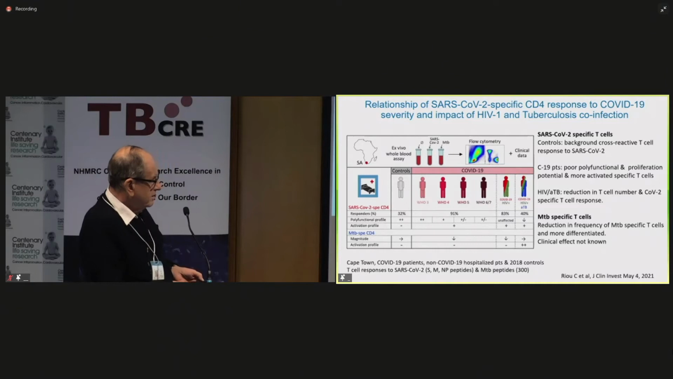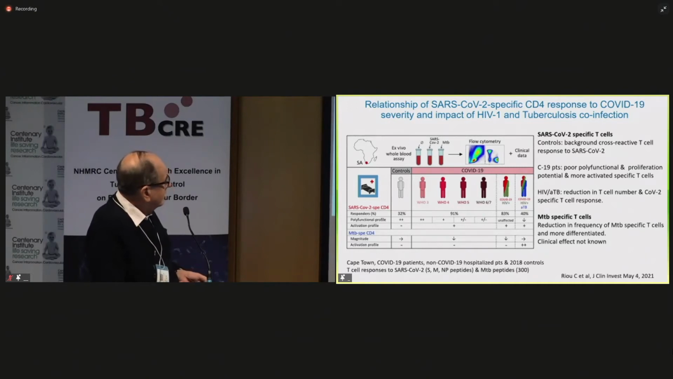The only study which has actually looked at TB-specific immune responses is this very recent publication from Rob Wilkinson's group in Cape Town, where they compared immune responses in COVID patients, other hospitalised patients who didn't have COVID, and from a control group of 2018, which I know is not quite proper, but nevertheless in this context was helpful. And they looked at T-cell responses to SARS-CoV-2, a variety of proteins, and to M. tuberculosis. And the take-home messages are here on the right.